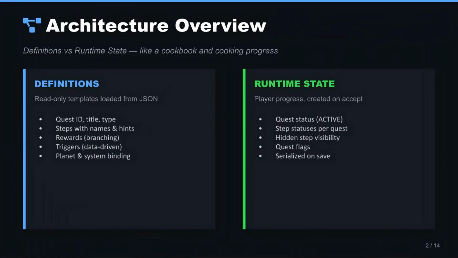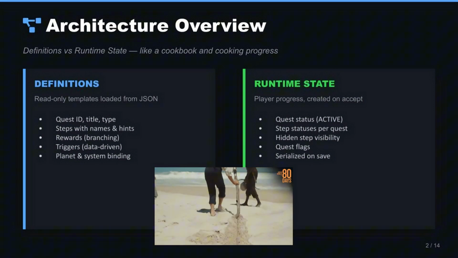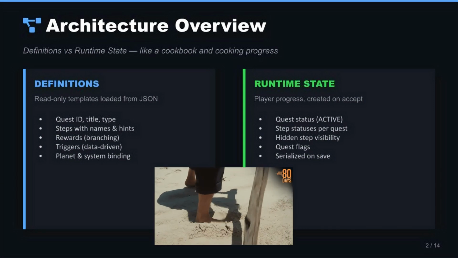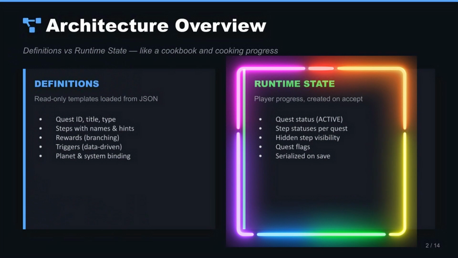The quest system is built on a simple but powerful idea: separation of definitions and runtime state. Think of it like a cookbook. The definitions are recipes. They describe what a quest looks like, what steps it has, what rewards it gives. The runtime state tracks the player's actual progress, which quests they accepted, which steps they completed.